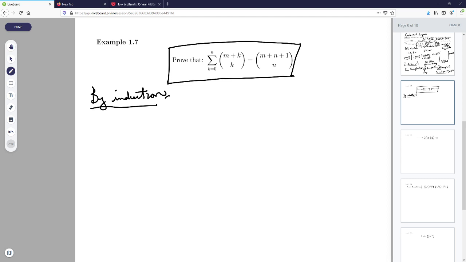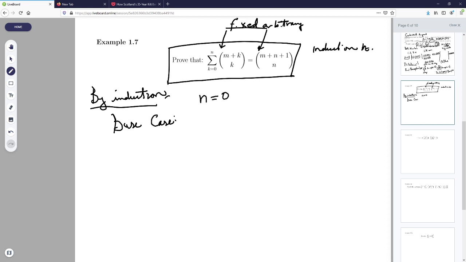So what's the base case? m, you notice here, is just fixed, but it's kind of arbitrary. So we're going to have to induct on n. So the base case is when you set n equal to 0. Then what we're going to end up with on this side is the sum from k equals 0 to 0 of m plus k choose k.